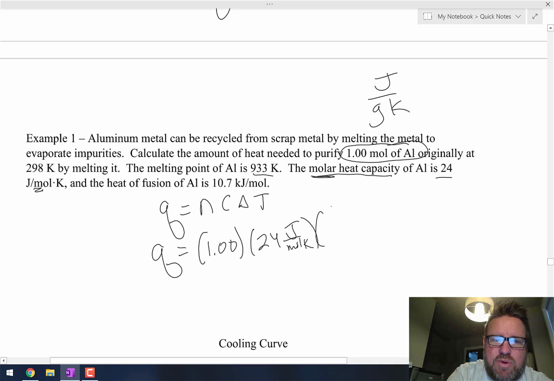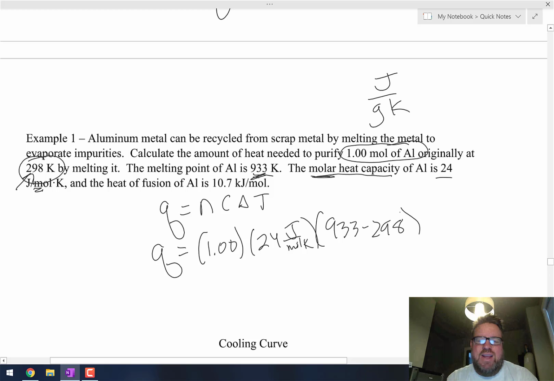And then the temperature change is, again, we're originally at 298, so we're at room temperature, and we're going all the way up to 933. So the temperature change is going to be 933 minus 298. Okay, so I'm going to take 1 times 24 times 933 minus 298, and that equals 15,240. And again, that's joules.